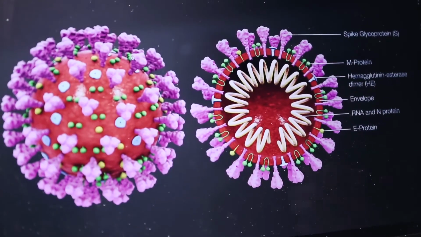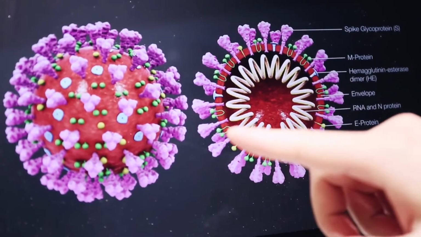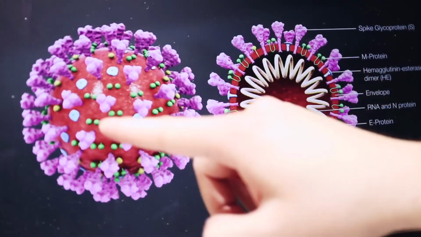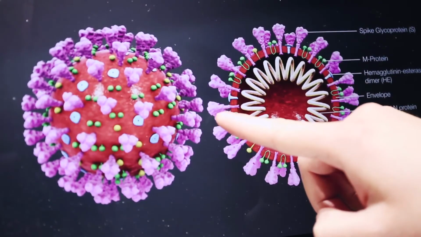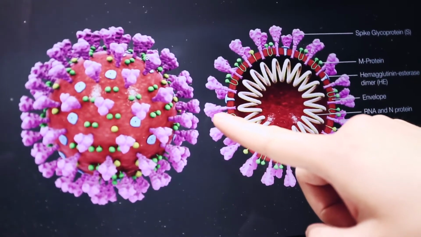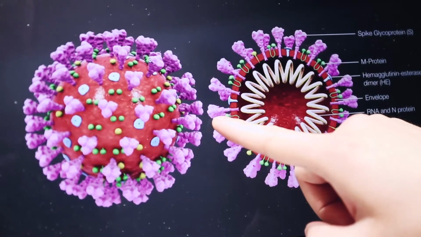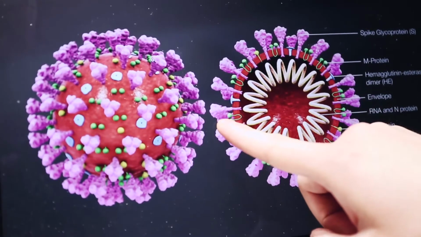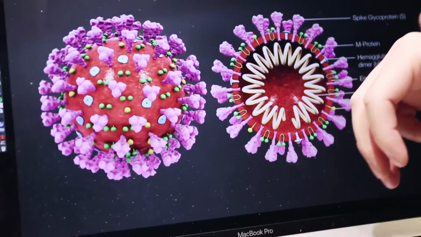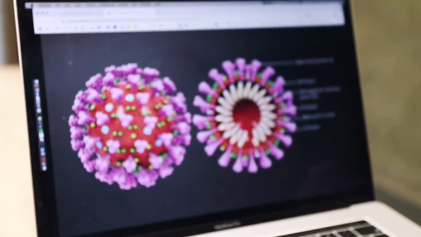So this is the coronavirus. As you can see, it's a little sphere with proteins around the surface. These big proteins here in pink are called the spike proteins. These are very specific to coronaviruses, and these are the ones that bind to the receptors on the cells and help the virus invade the cells.